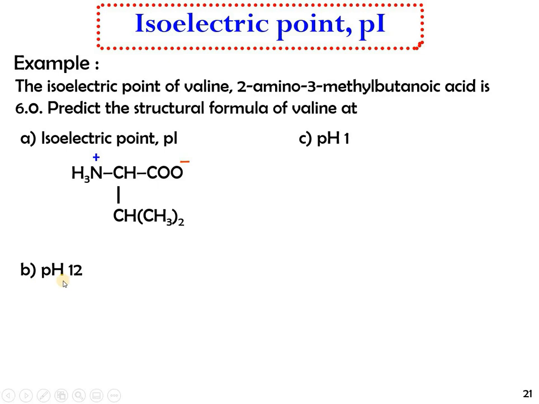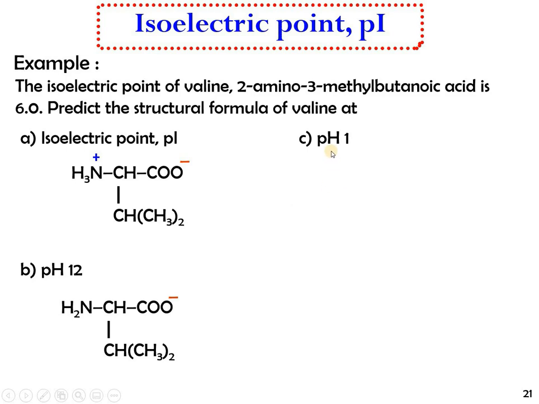At pH 12, we know that it is basic. In the basic form, the valine should remove one of the hydrogens from the NH3 plus and become NH2, the neutral part, and it will leave you only the negative charge of the structure. In another way, we can say that at pH 12, in basic conditions, it will be in the form of an anion.